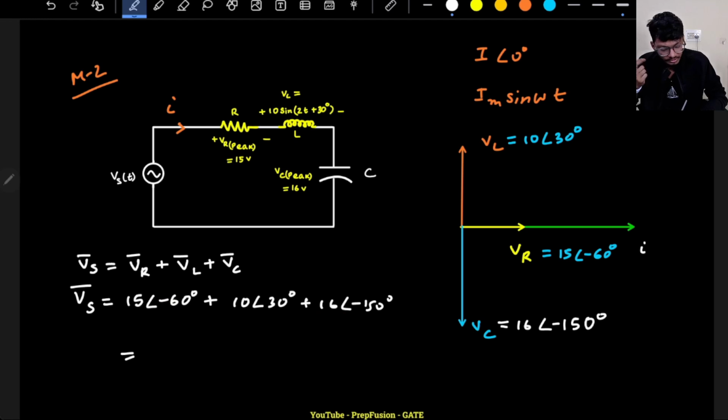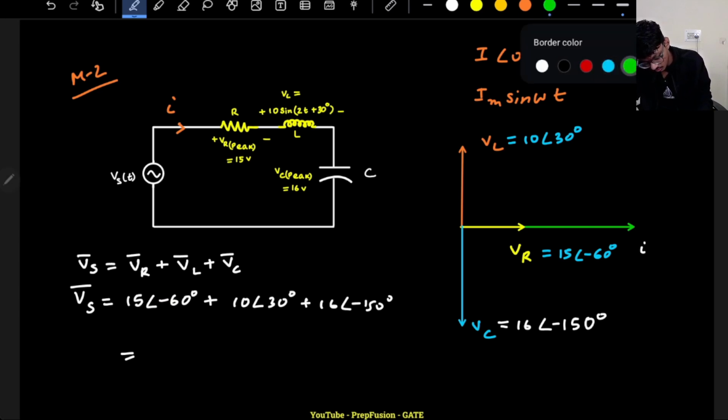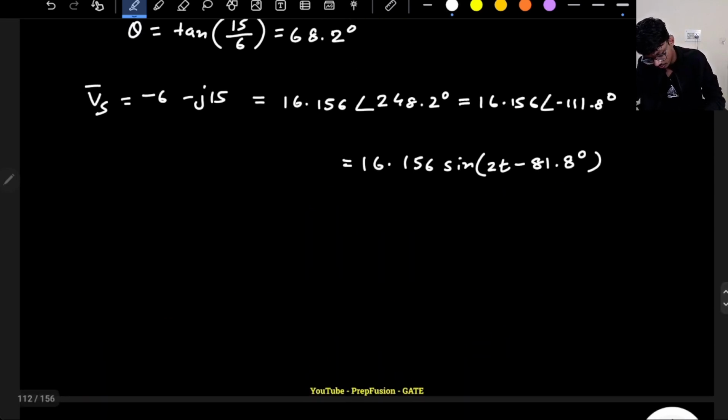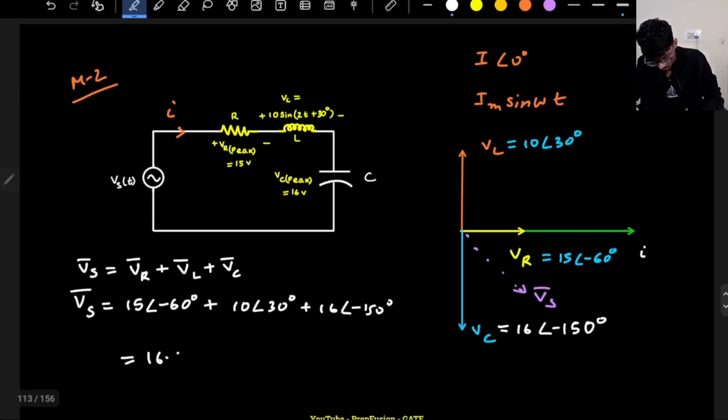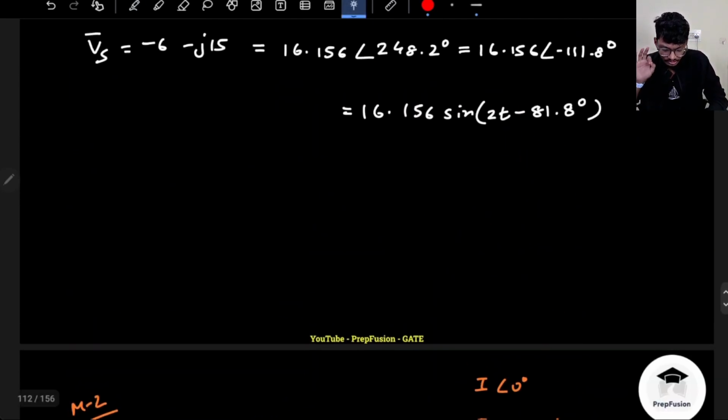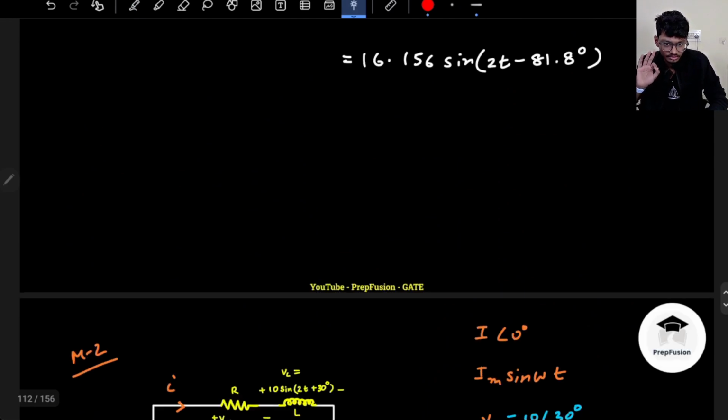The angle will be different, but your initial reference also was different. So your resultant will lie somewhere around here. I will not calculate, this is the homework for you. This will be my Vs basically. Vs magnitude will come out the same, 16.156, with some value theta which you can calculate, and ultimately you will get the same sinusoid. There will not be any difference.